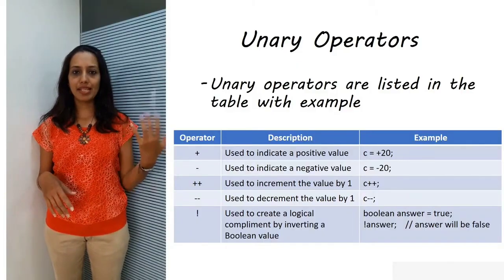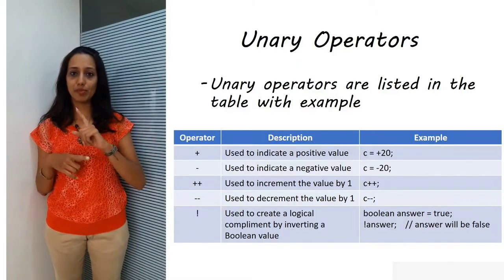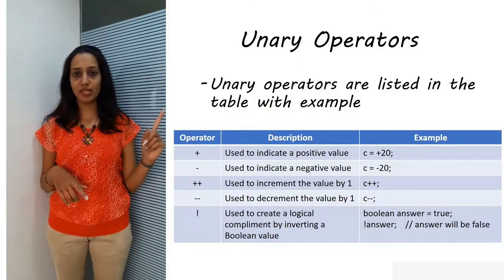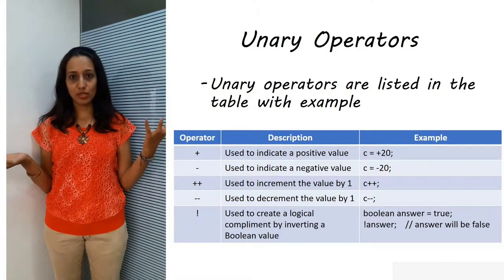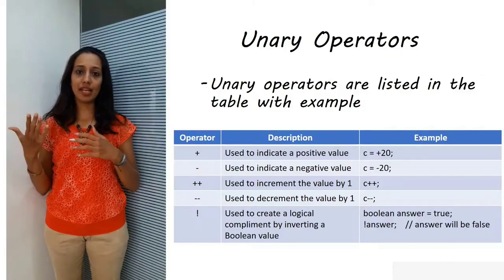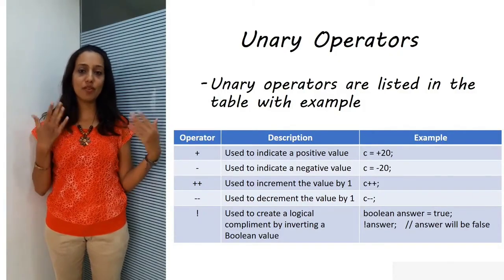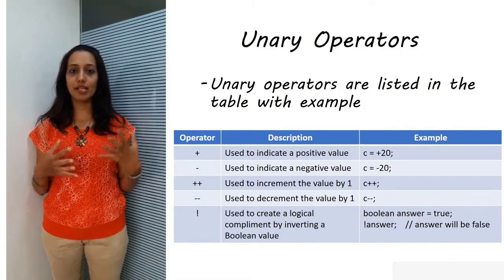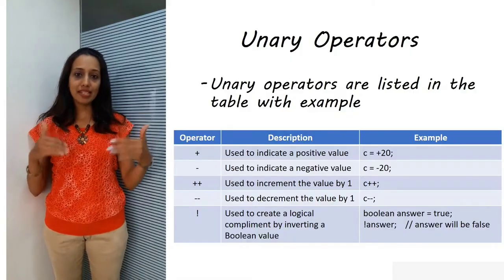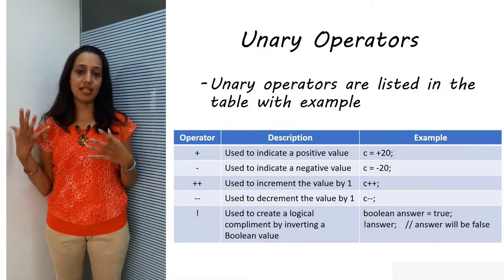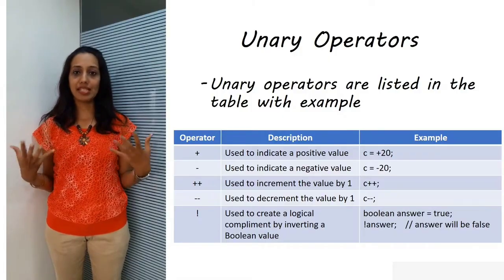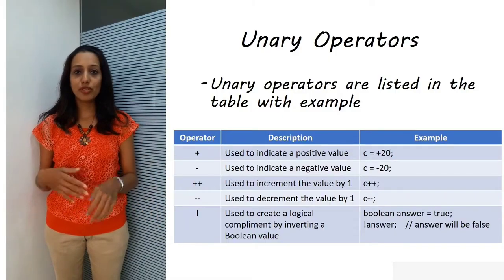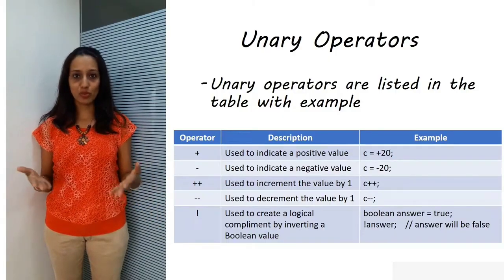So the first two, plus and minus, don't confuse them with the plus and minus that you saw in the arithmetic operators. These are basically symbols which will either make the value positive or negative. If you have a plus against the value, that means it's positive. If you have a minus against the value, that means it's negative. For example, write C is equal to minus 20, that means 20 is a negative value. So it's not going to do any kind of addition or subtraction on those values.